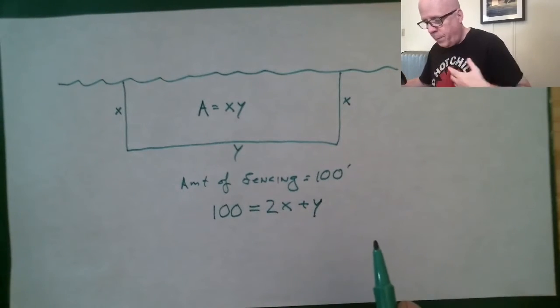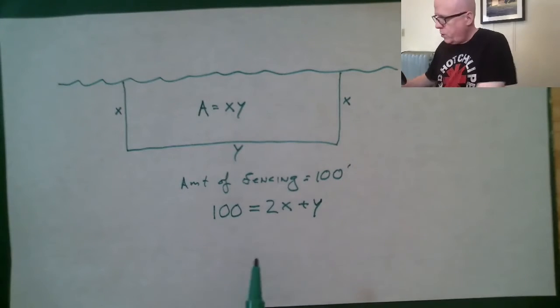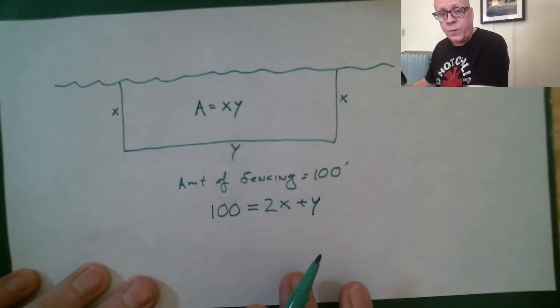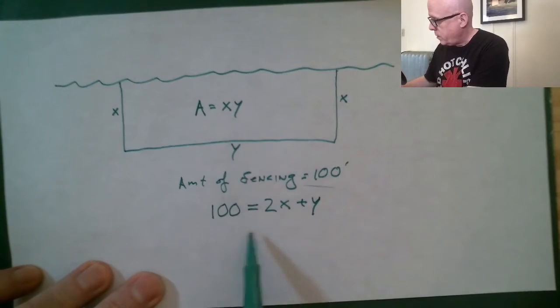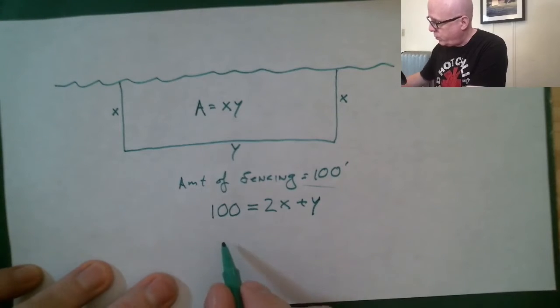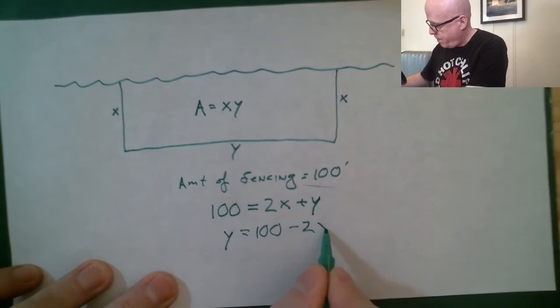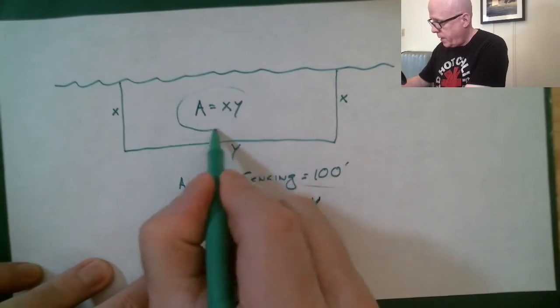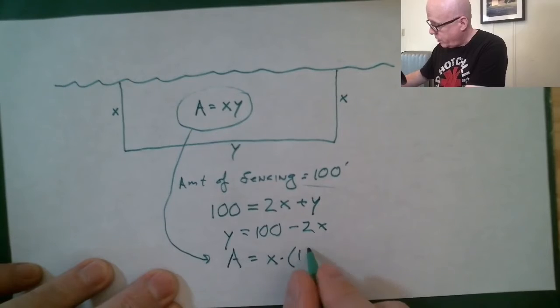So the pattern on this kind of stuff is going to be very consistent. Once you've found a constraint condition, you'll solve it for one of the variables, and you use that solved constraint to eliminate a variable from your objective function. In this case, look at that sucker. y is the easy one to solve for, so let's do that. y is 100 minus 2x, right? And that means the A up here can now be turned into A equals x times y, but y is 100 minus 2x.